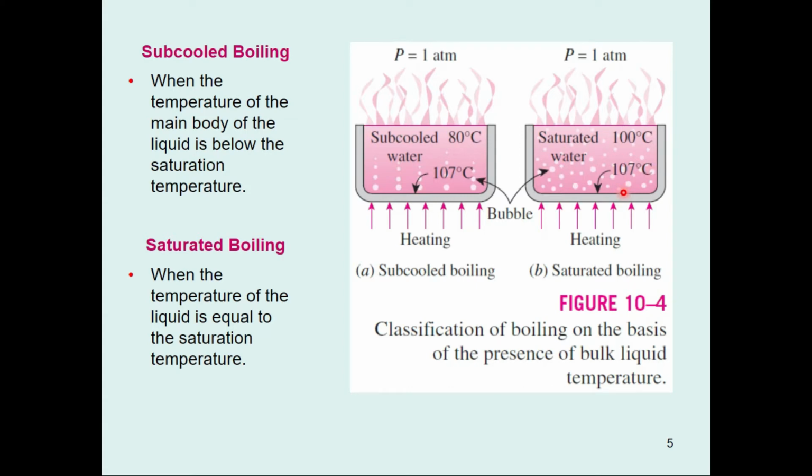The basic difference is, if the temperature is less than the saturation temperature of the water, the boiling at that point will be known as the subcooled boiling, and if the temperature of the liquid inside the pan is equal to the saturation temperature, it is called the saturated boiling. Another difference is that in subcooled boiling you will see fewer vapor bubbles in the liquid, whereas in saturated boiling you will see a lot of vapor bubbles of different sizes migrating from the bottom towards the top.